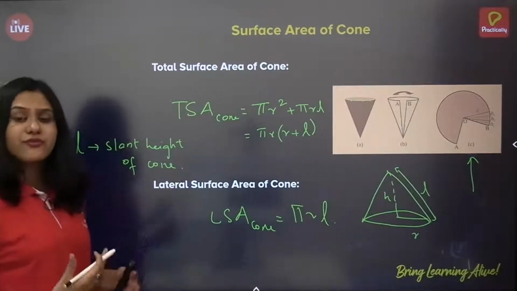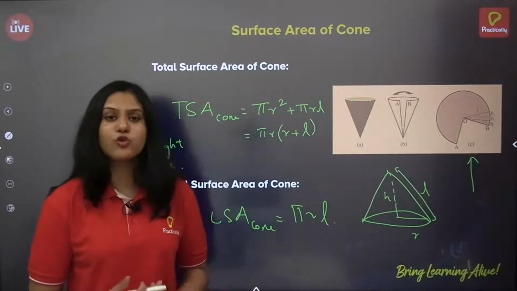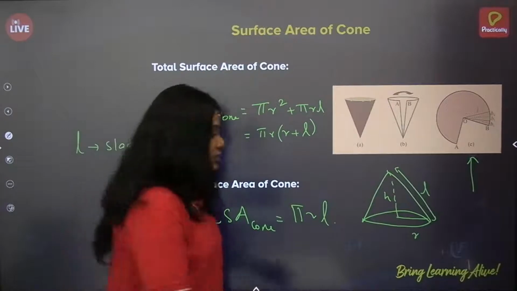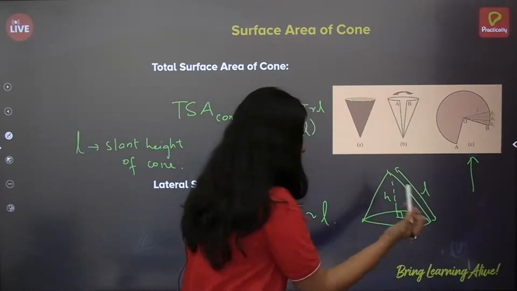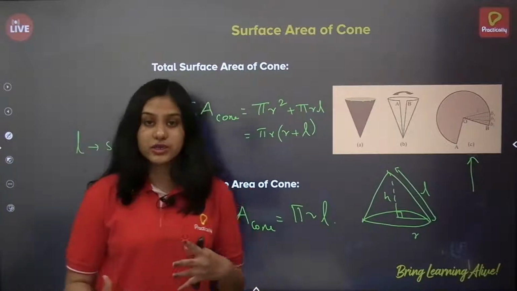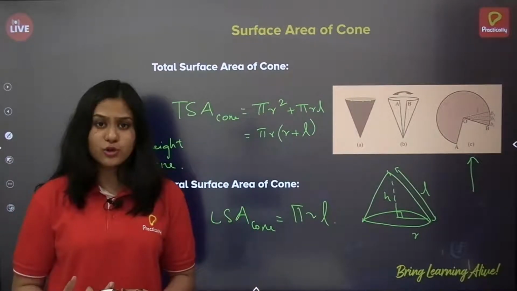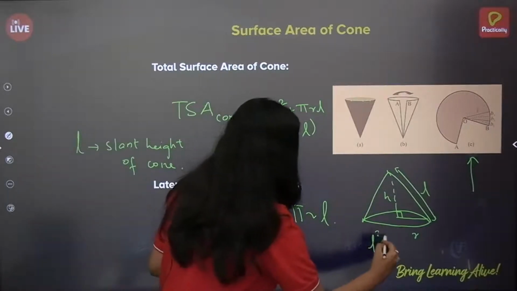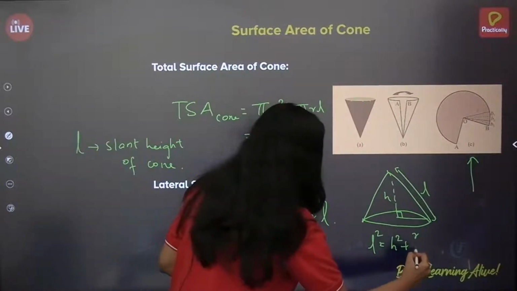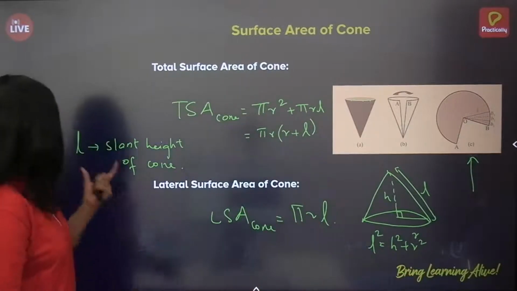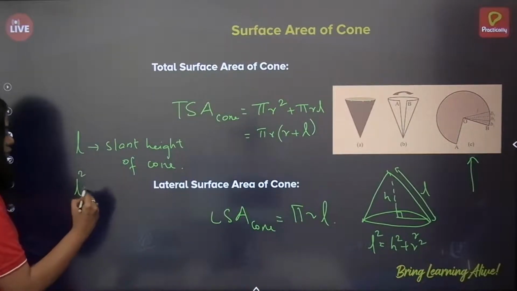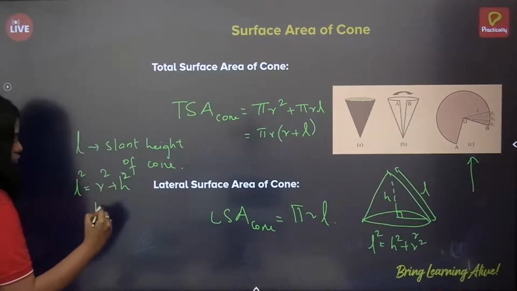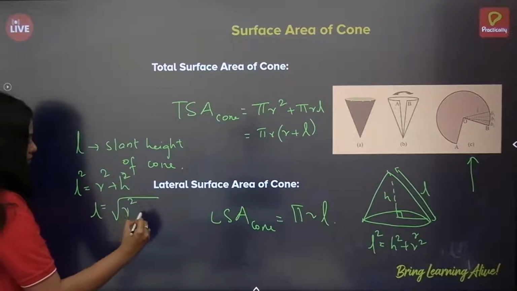And what if we have to calculate the slant height of the cone? It's easy. Since the height is perpendicular to the base, this h will be perpendicular to r. When it is a right-angled triangle, what theorem do we use? We use Pythagoras Theorem, correct? So here L square is equal to h square plus r square, right? So I am just mentioning here only L square is equal to r square plus h square. L is equal to under root of r square plus h square.